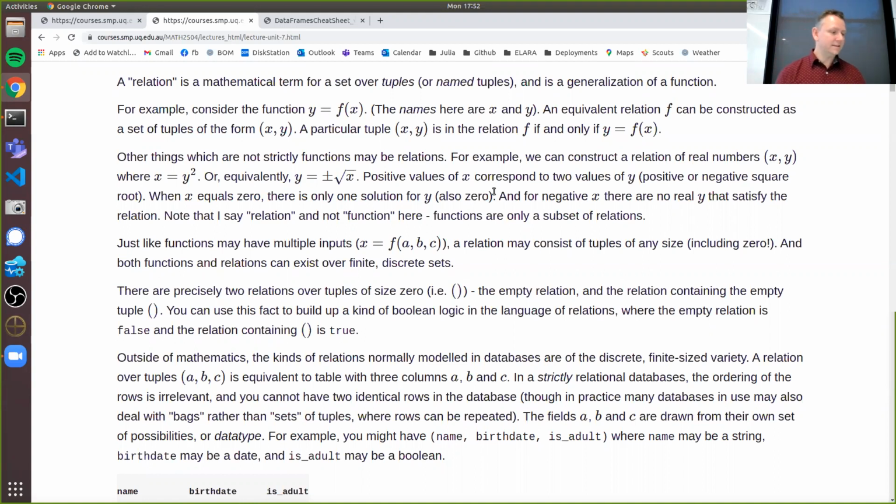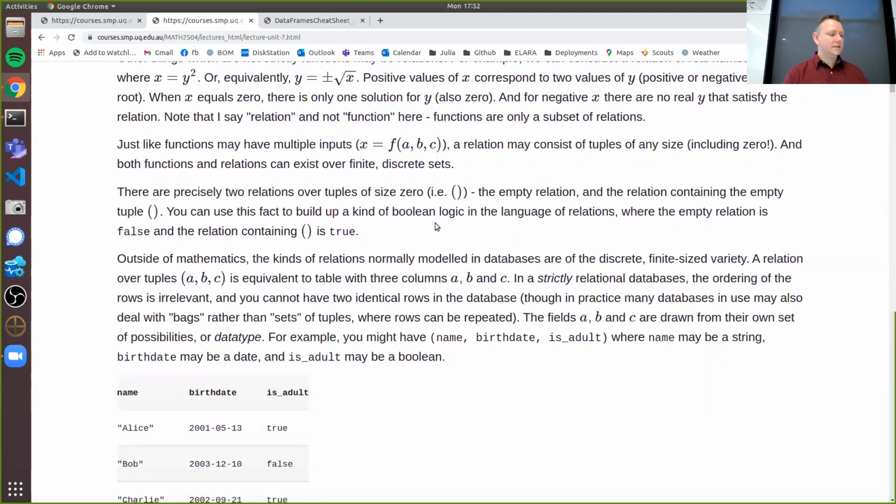You know, that's what a relation is. So the fundamental operation in a relation is set containment. It's a set of tuples. So the question you can ask is: is x comma y in the relation? That's the fundamental thing. And just like functions can have more than one input, relations can have any number of things in the tuple.